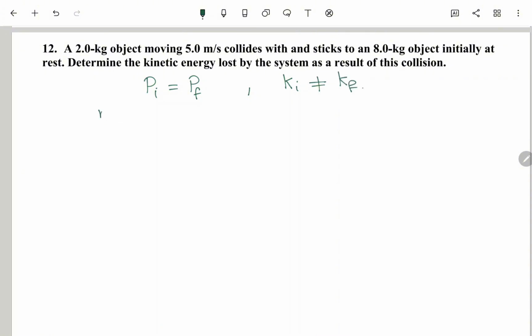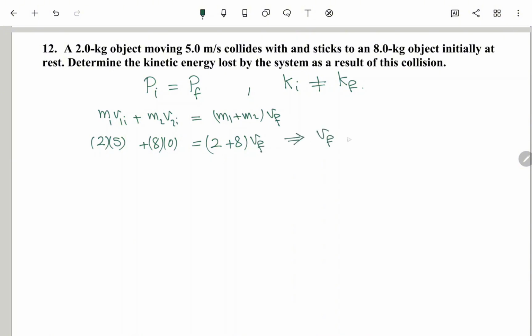So M1 V1 initial plus M2 V2 initial equals M1 plus M2 times V final. So 2 times 5 plus 8 times 0 equals 2 plus 8 times V final. Simplify this, and V final will be equal to 1 meter per second.